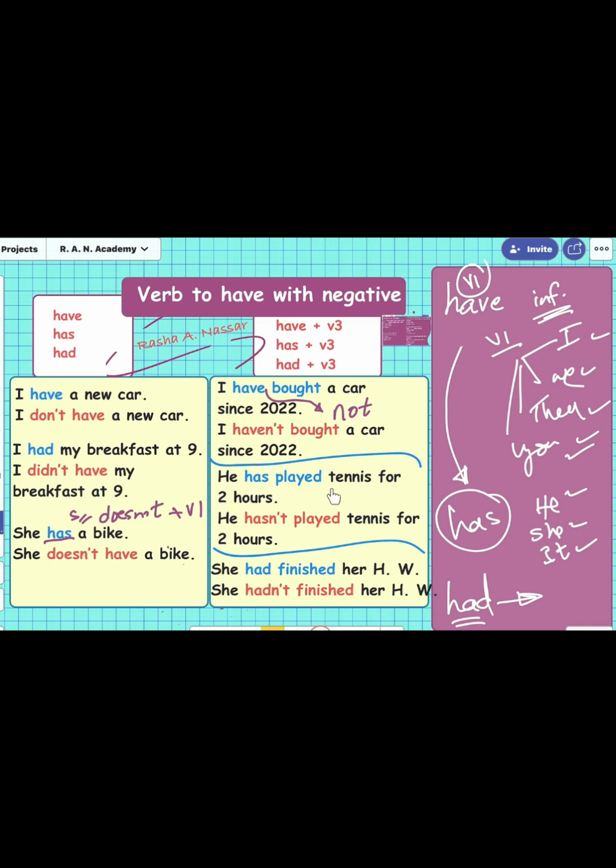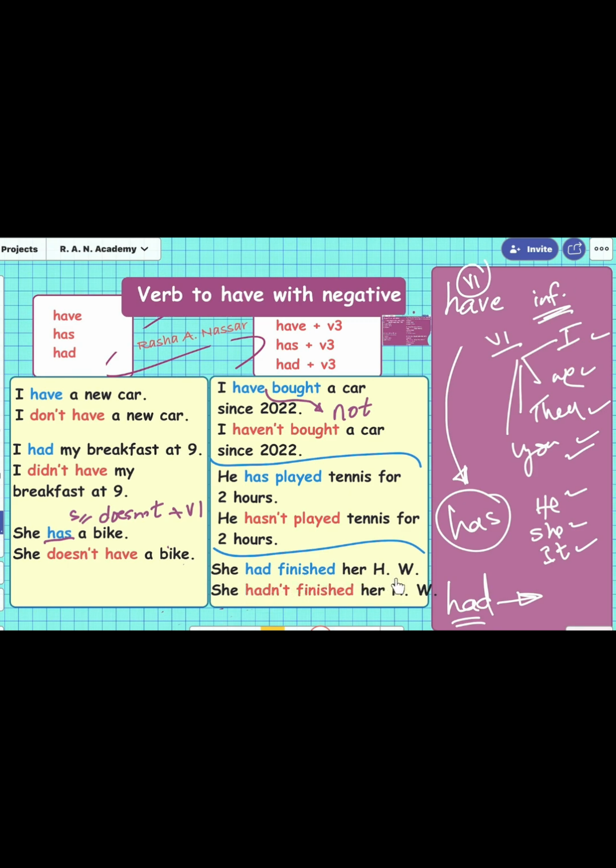He has played tennis. Look at the verb. Do you have one verb or two verbs? I have two verbs, has and played. So when you have two verbs in the sentence, you have to change it into negative by adding only not after the first verb. So here I will say, he hasn't played tennis for 2 hours.